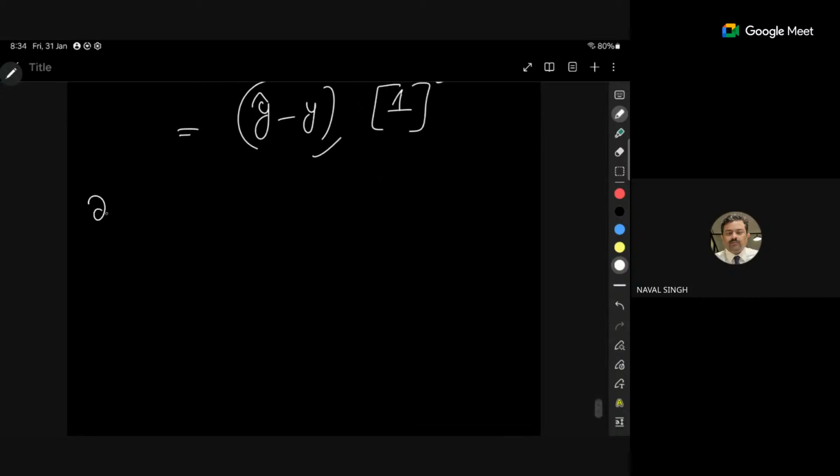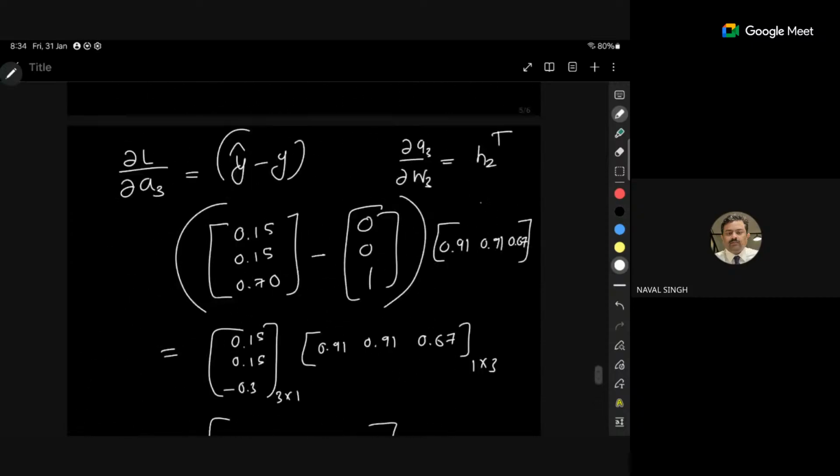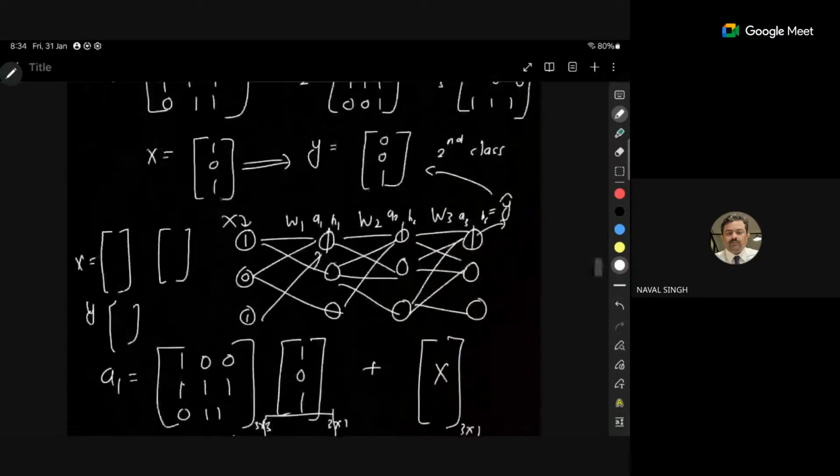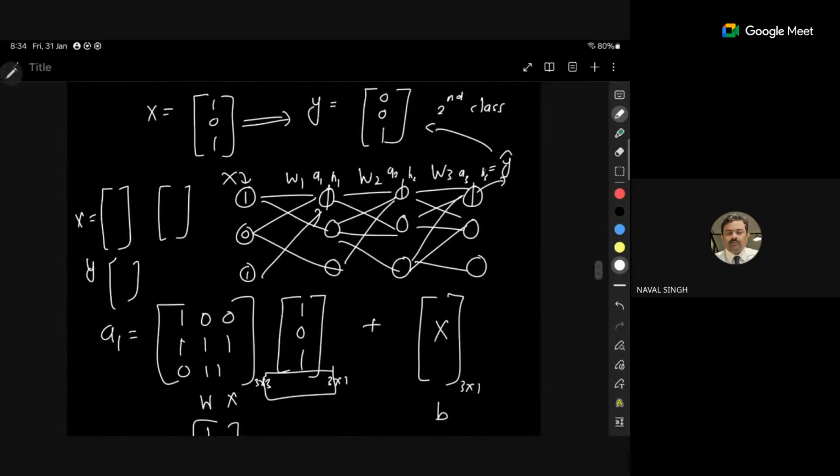Okay. Now something interesting comes up: what is with respect to W2? So writing the chain is important. What you will have first is y hat. Nothing changes here also. Y hat with respect to A3, because that is the connection, right? So this connection is something we have to look into. So you can see we are at A3. Now where should I go? From A3 I have to reach H2, right? So how can I reach H2?